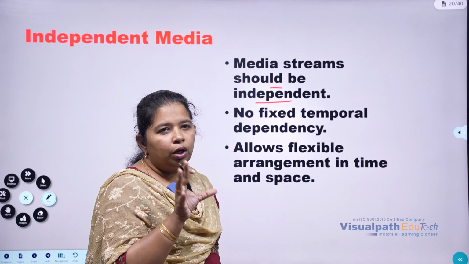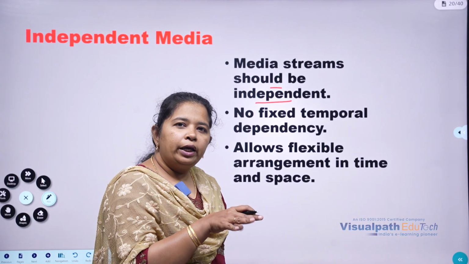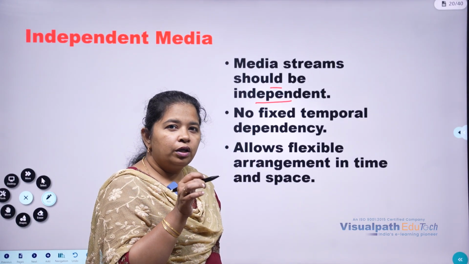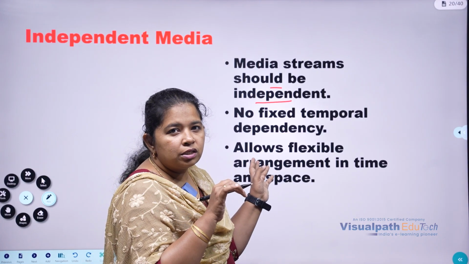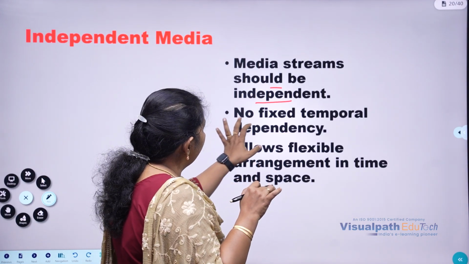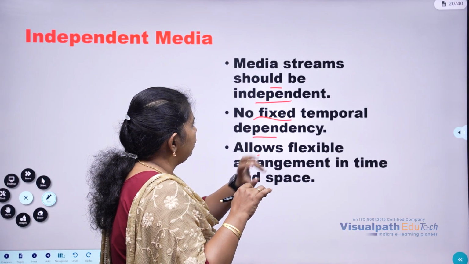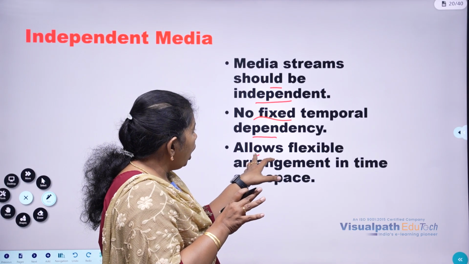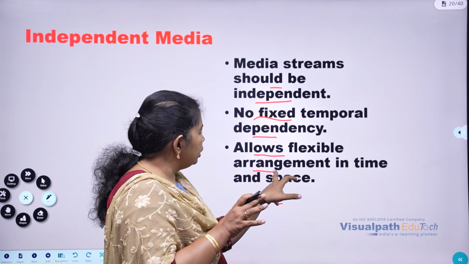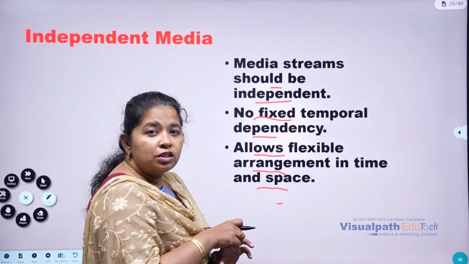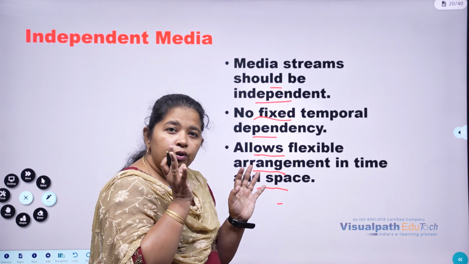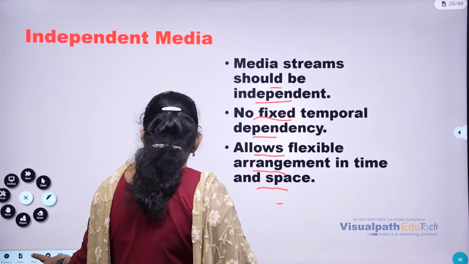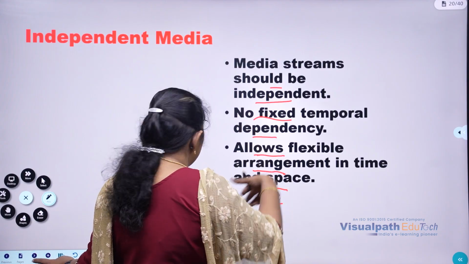Otherwise, the thing would work only on that particular phone. I cannot use that picture on some other phone or other medium, which means it is wasted. That kind of scenario is called dependent. So here the data's media should be independent with no fixed temporal dependency. We are not having any kind of fixed dependency. It allows flexible arrangement in time and space. Wherever the space is compatible, we arrange the data according to that space. So all these are called independent media. Independent media should have these qualities.